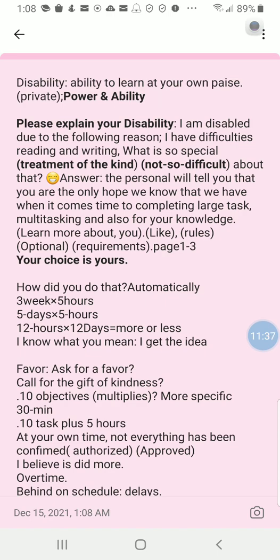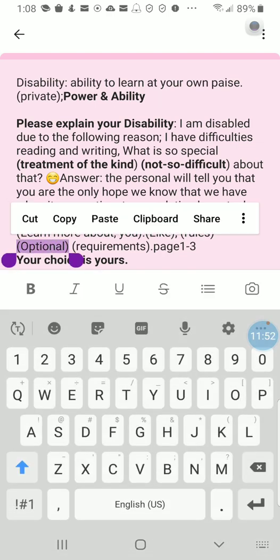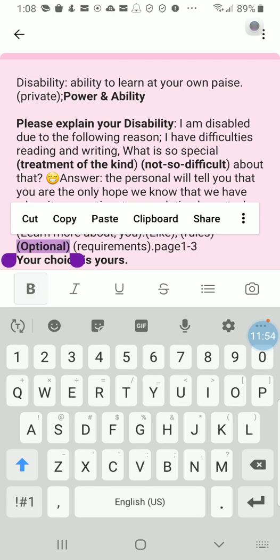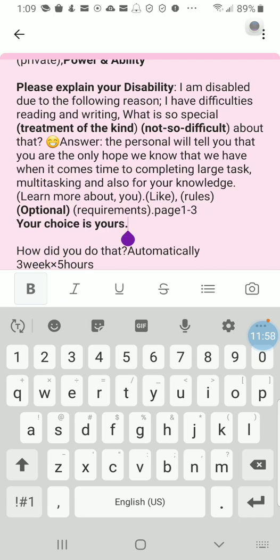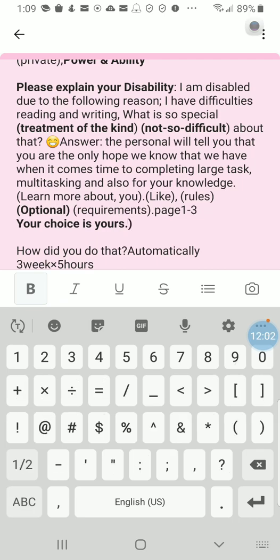So half the time, most of the time, it sure seems that whenever you receive a disability, like student accommodations, most of what you do is optional. It's not required. But like I say, your choice is yours. And a lot of times I'll even tell everybody here that.